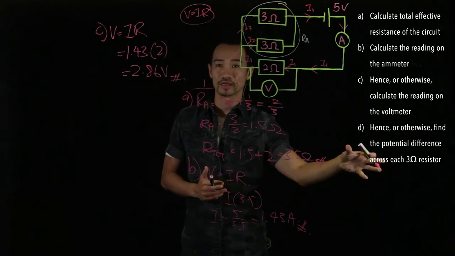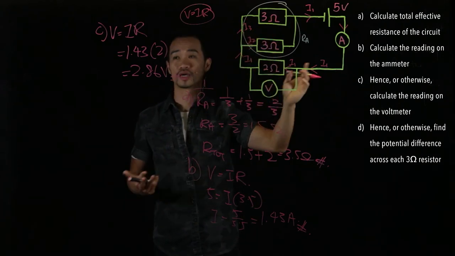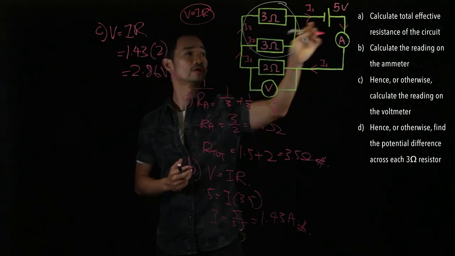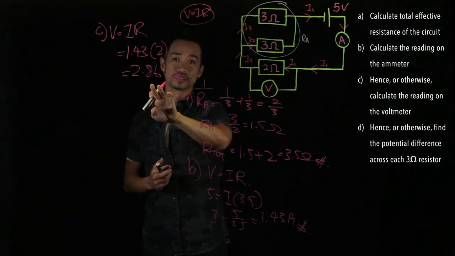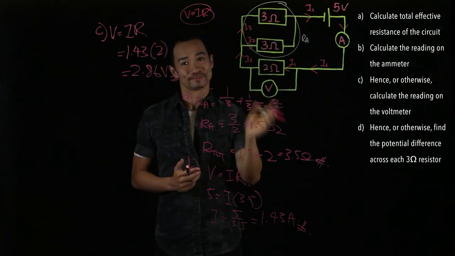I know they didn't ask part D, but sometimes they like to ask part D: hence or otherwise, find the potential difference across the 3 ohm resistor. So how do you do that? Do you even need to use V equals IR? No need, you just need to take 5 minus 2.86 and you will get the PD across the 3 ohm resistor. All right, next question.